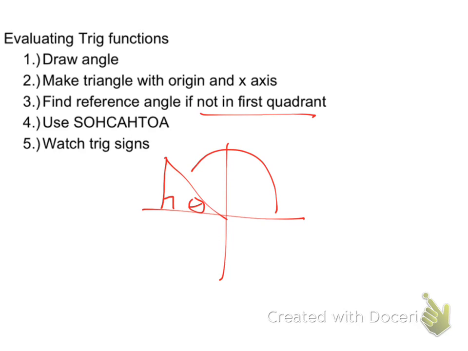It says right here, if it's not in the first quadrant, it's the angle that's formed between the x-axis and the terminal side of the angle. If you're in the first quadrant, a reference angle is the actual angle you have. So it's kind of nice to know. At this point, you can just use SOHCAHTOA to find sine, cosine, and tangent. And then you just have to watch your trig signs. Sine is positive, tangent's negative, and cosine is negative in the second quadrant, at least on an example like this.